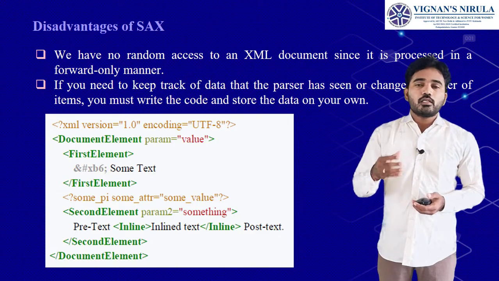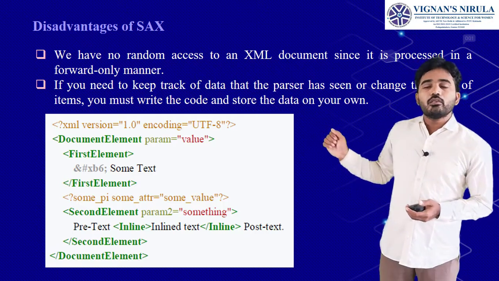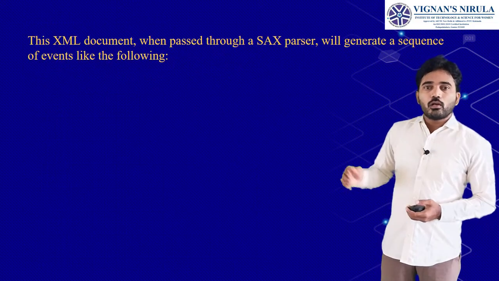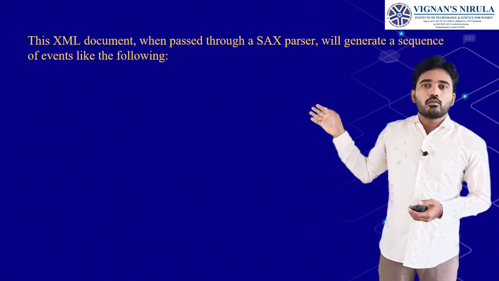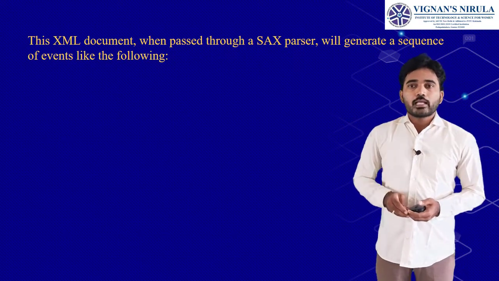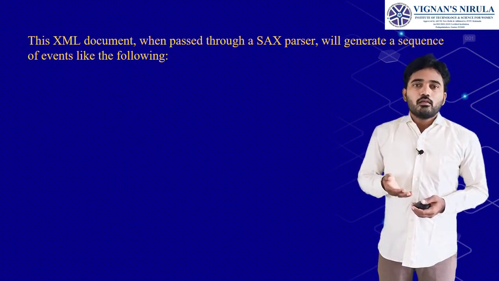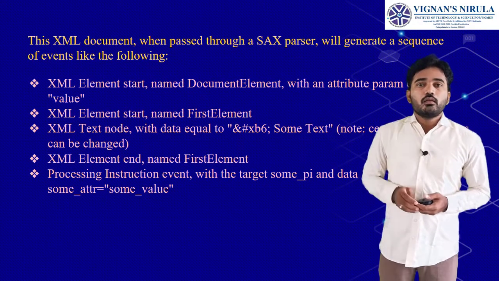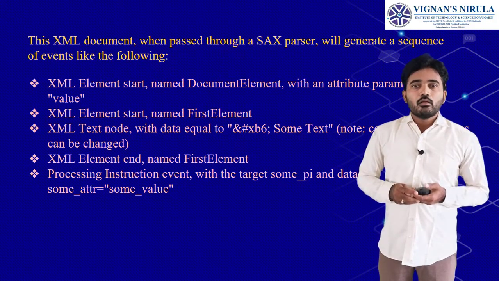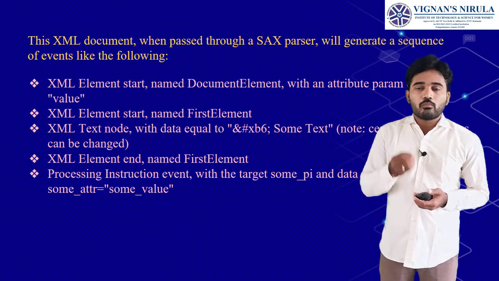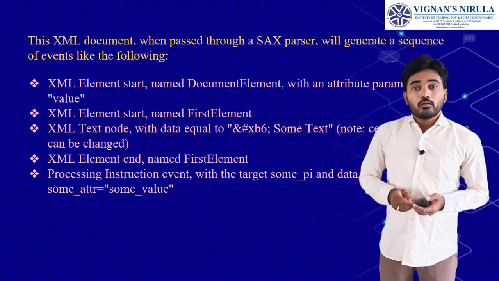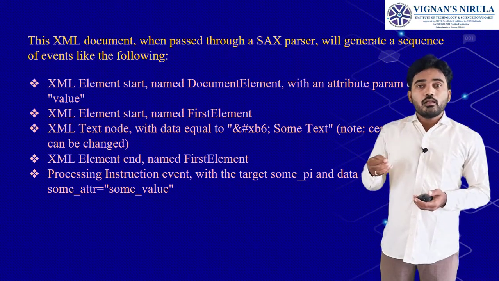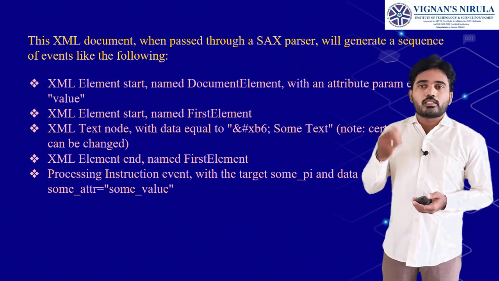Whatever events you have in this XML document, you need to write all those events one after another. So for the previous XML document, when you use the SAX parser, it will generate a sequence of events like the following. First, XML element start named document element with an attribute param equal to value. Next, XML element start with the name first element. Next, XML text node with data equal to some text.